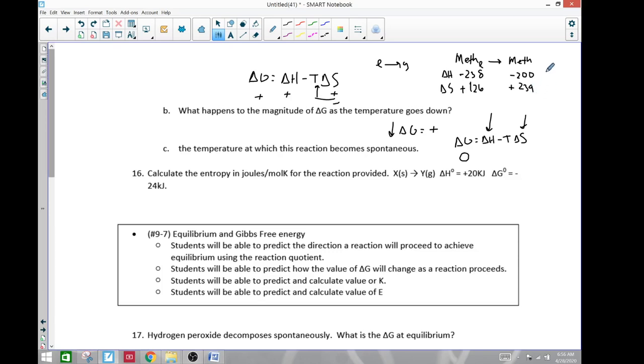Take a moment, calculate the delta H for this reaction using that information, and the delta S for this reaction using this information.